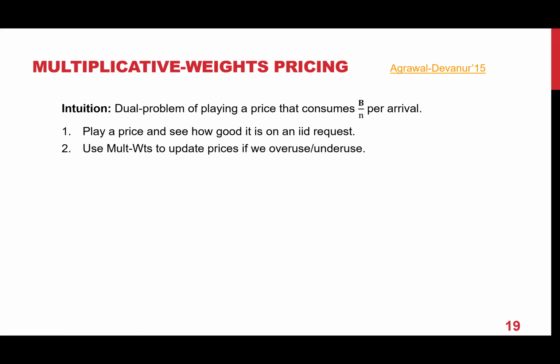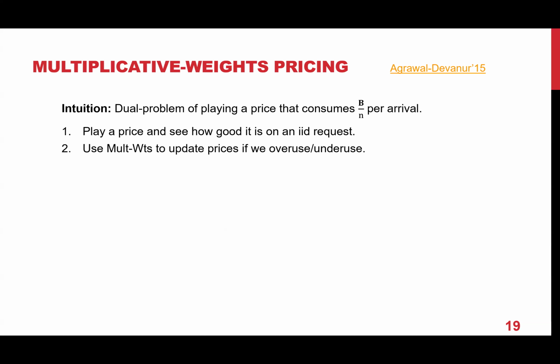So in any particular time step, I expect roughly B over N of any resource to be used, because in the optimum solution, overall, you'll use B resources. So over N rounds, all of these are IID requests. So in any particular time step, I expect B over N resource to be used. So the algorithm would be of the following kind. I'm going to play a price. I'm going to see how much resource is used in this particular round.